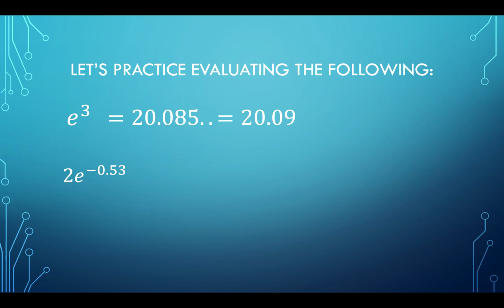We're going to get an answer. Now multiply that answer by 2. When we do that, we get 1.177. Rounded to 2 decimal places is 1.78.